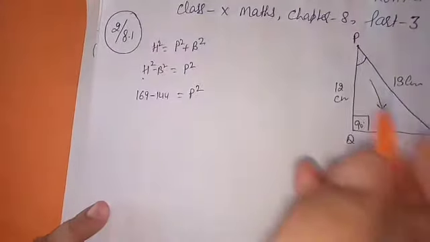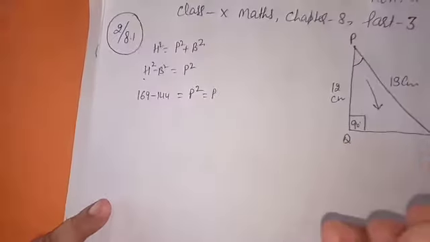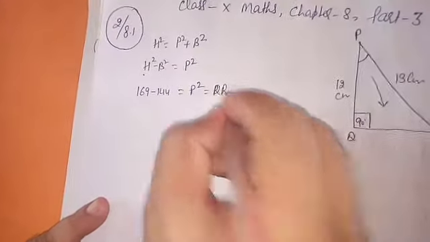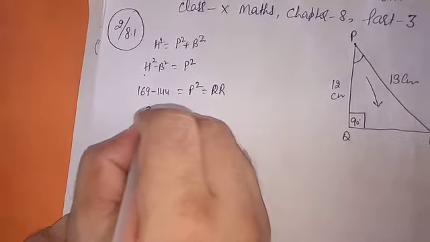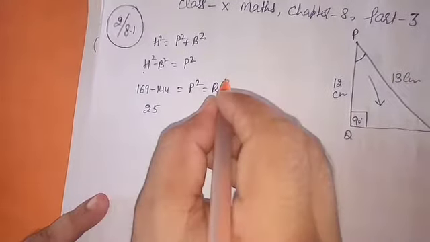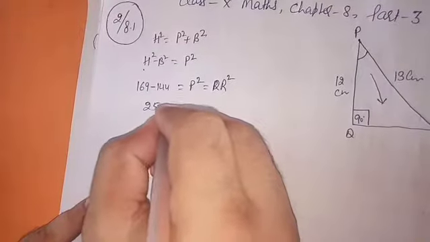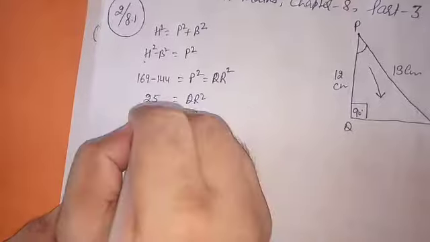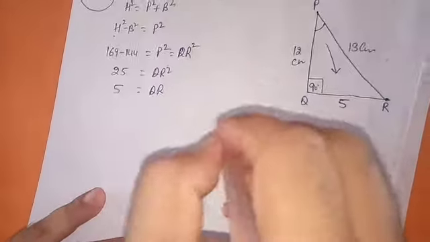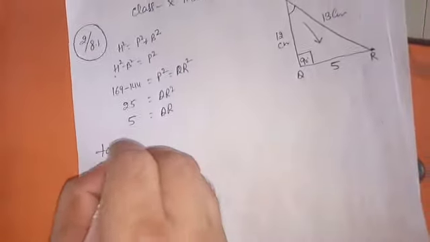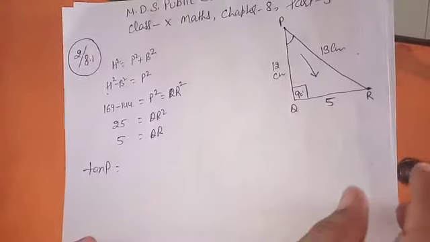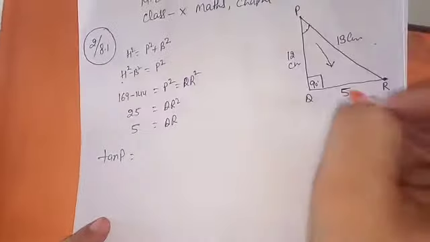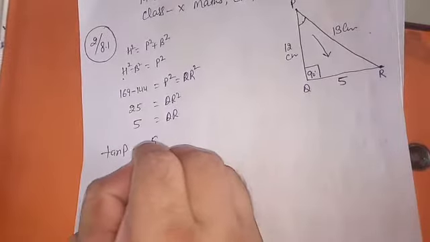P square is equal to what? QR square. So how much is left? 25 is equal to QR square. So what is QR? 5, plus or minus 5 comes, but length is always positive. This is 5. So now you can easily find the value of tangent P. Tangent P is equal to what? Opposite to P is the perpendicular, so 5 by 12.